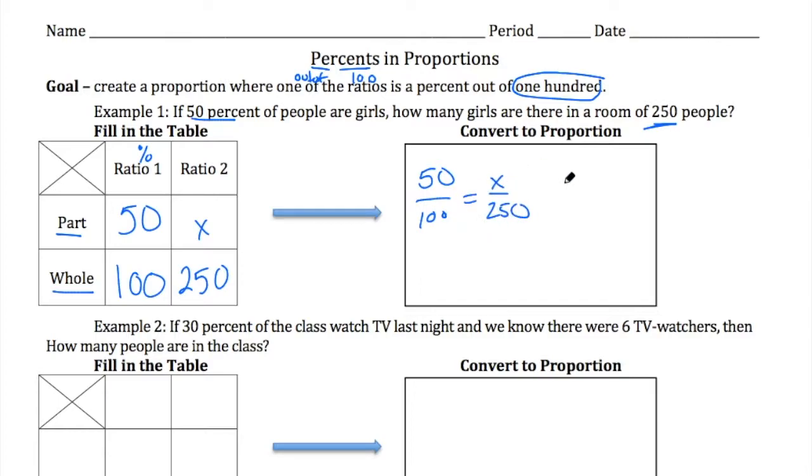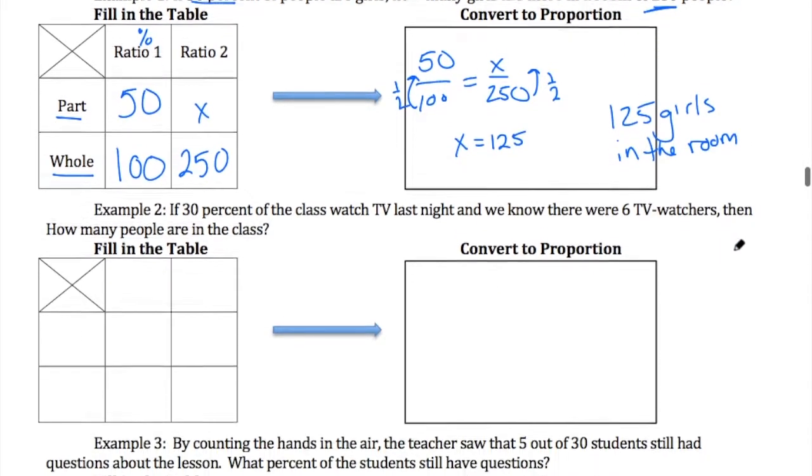You can solve this using cross products or scale factors. I'm going to use a vertical scale factor of 1/2. We're always multiplying, that's why it's 1/2. So 250 times 1/2 means that x is 125. 125 girls in the room. Excellent. Okay, let's try another one.